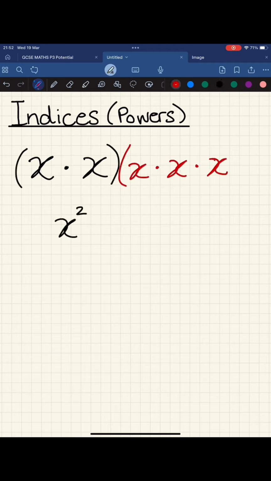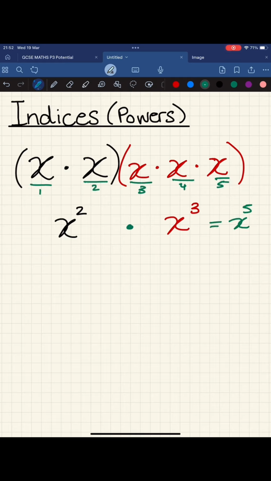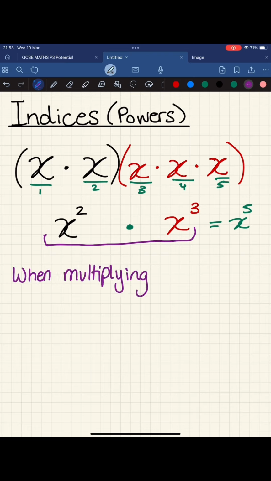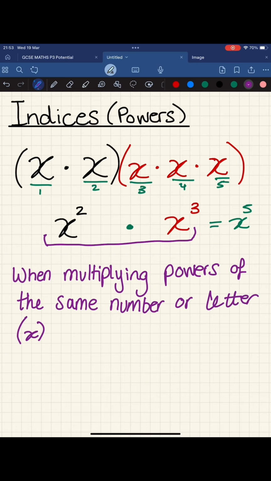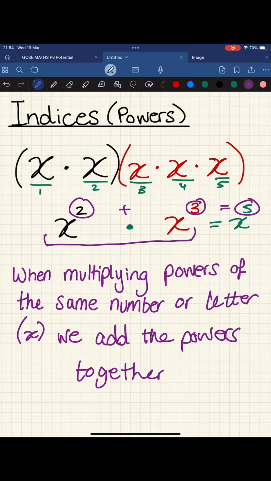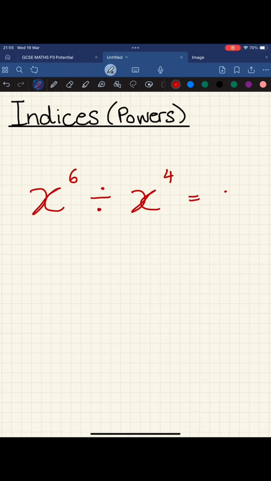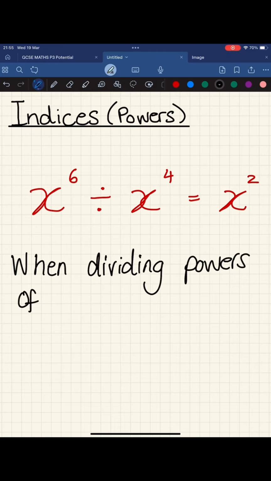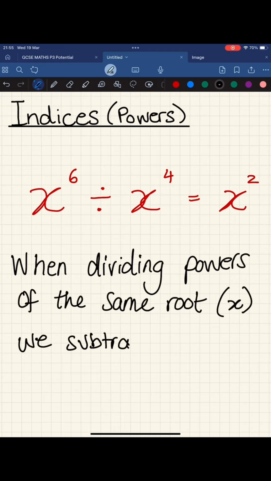Now, if we were to take x squared and x cubed and multiply them together, it would be x times x times x times x times x, or x 5 times, which is x to the power of 5. In this, we call x the root and 5 the power. So when multiplying powers of the same root, x in this case, we add the two powers together. Similarly, when dividing powers of the same root, we subtract the powers. So x to the 6 divided by x to the 4 gives us x squared. 6 minus 4 equals 2.